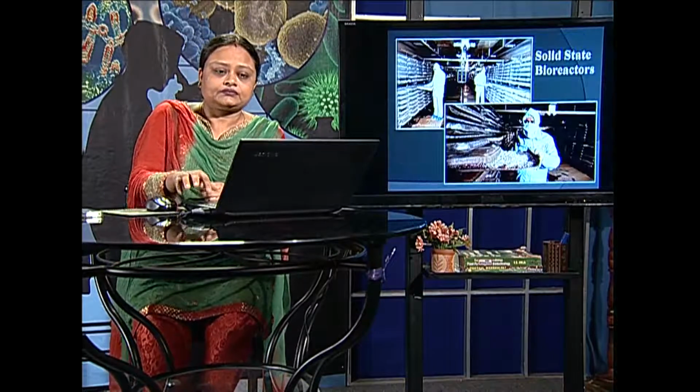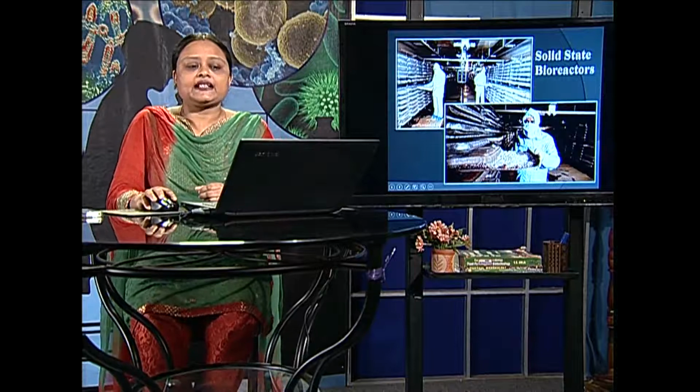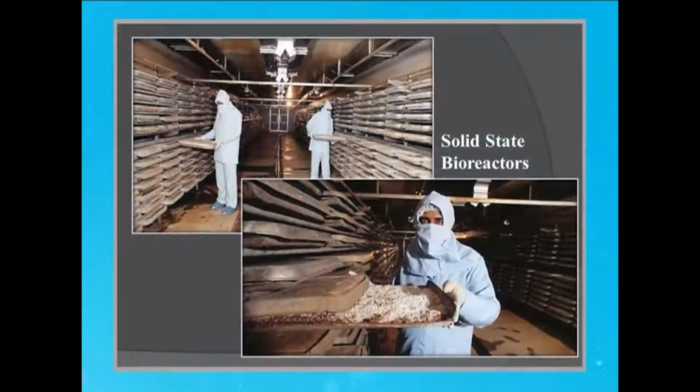They produce the product that we want to derive from them. Here we can see typical example of the solid state bioreactors, which you can see here lined in trays. So actually speaking, the trays are the bioreactors which are containing the solid substrate, and then the fermentation is brought about in these kinds of flat trays.